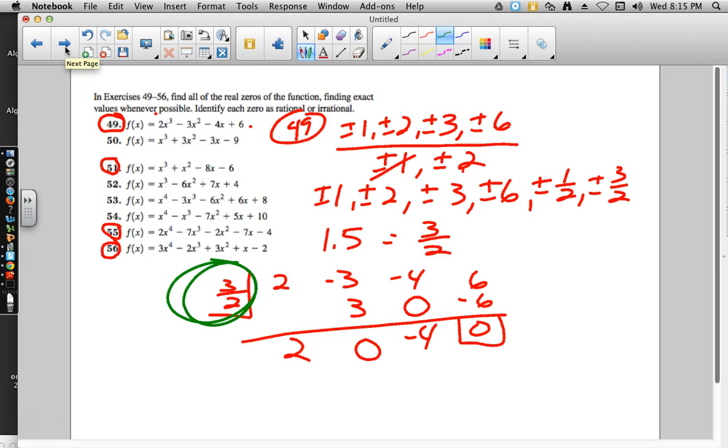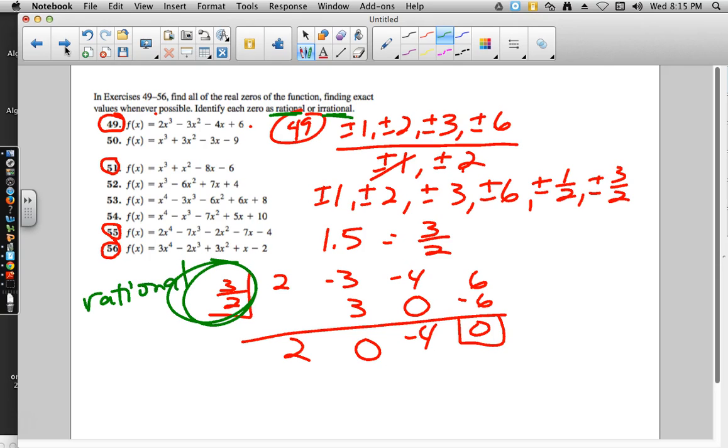We have verified. That's what it's called when we do synthetic and see that the remainder is 0. So that is one of our zeros, and rational versus irrational. Rational means ratio, which is a fraction. This is definitely a rational zero.